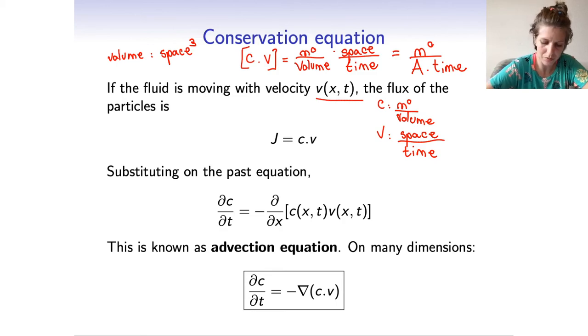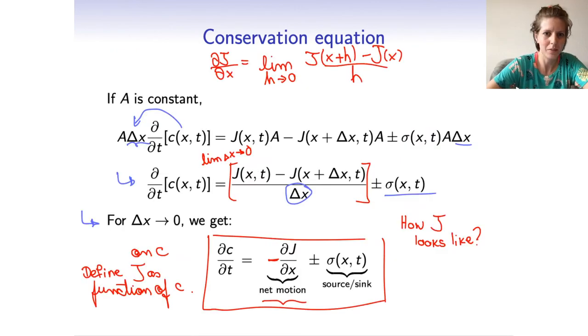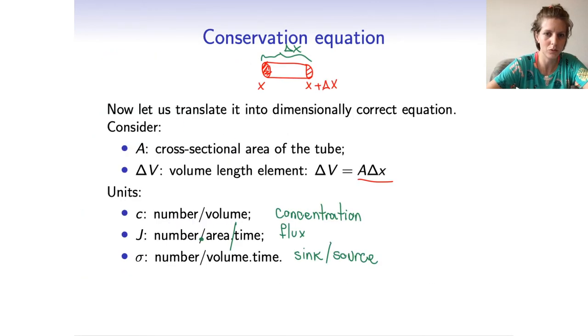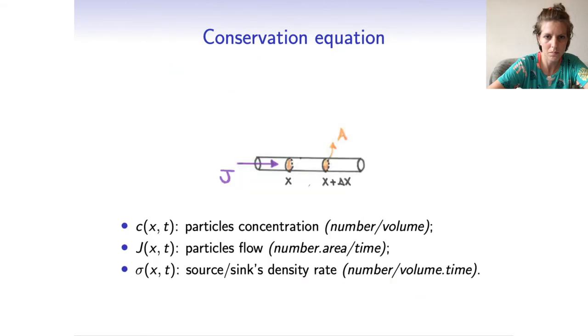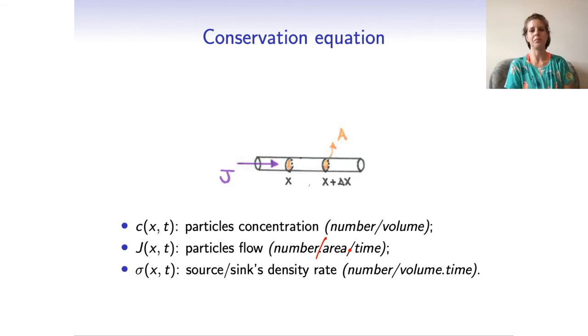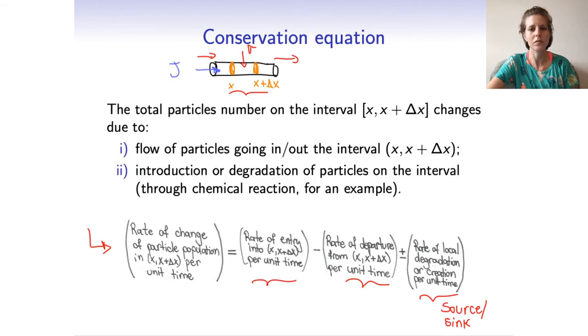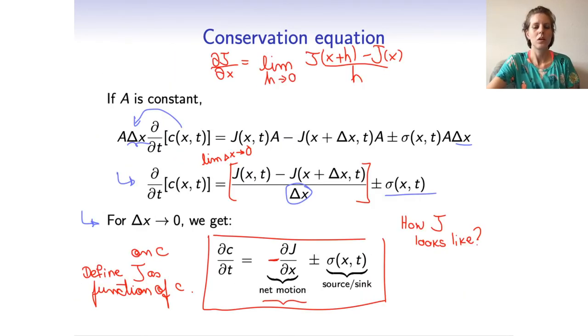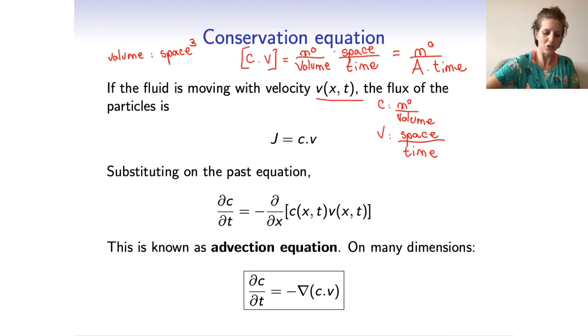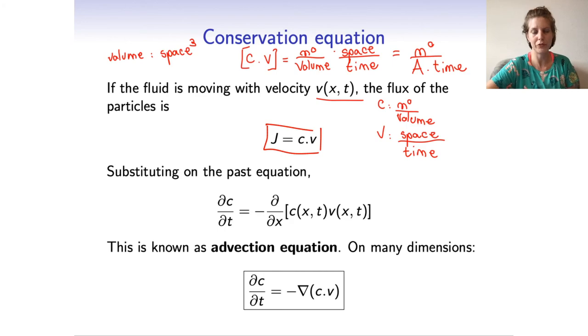Okay, so this flux unity was correct, where before I said that it was not correct, so sorry for that. It was not right here. So it's number divided by area times time, okay? So our J here actually has the unity of flux.